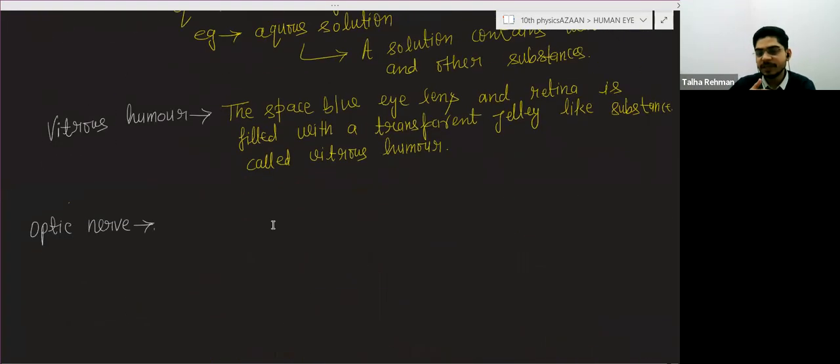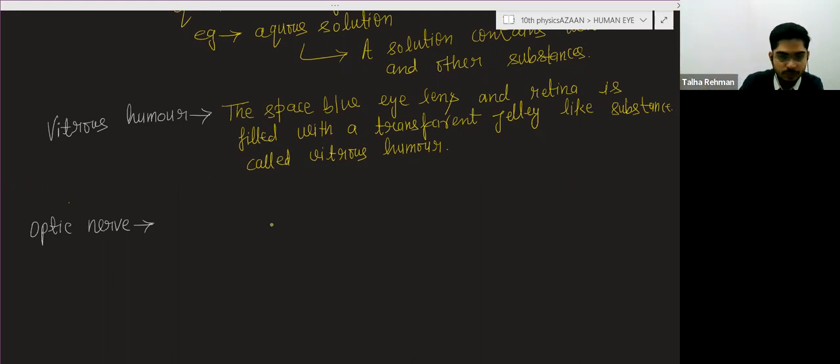Like electricity is sent to the laptop. This is the laptop, and the plug of the laptop is attached to the circuit. From that source of power, the current flows through the wire. So you can compare the optic nerve to a wire in which the electrical signal propagates.